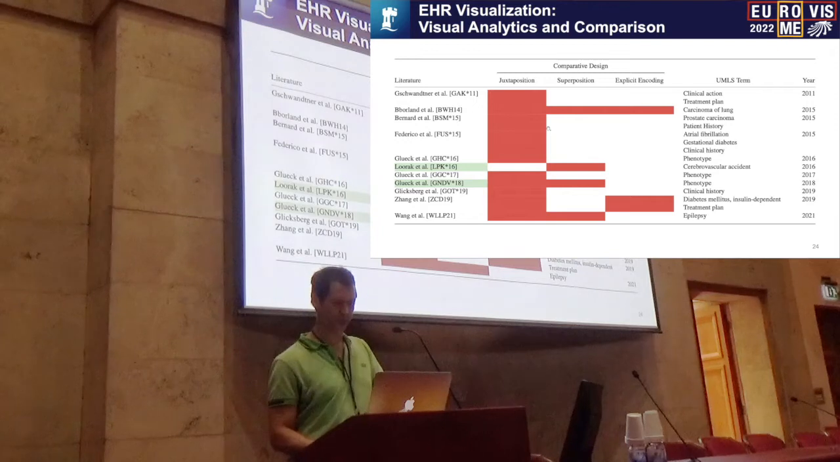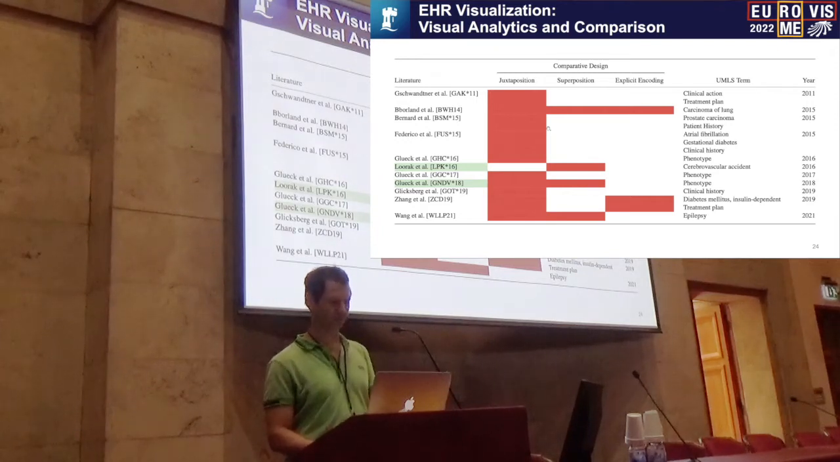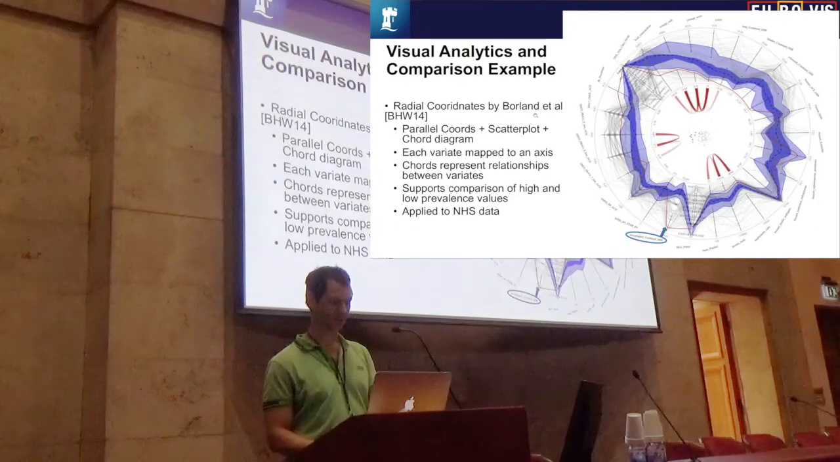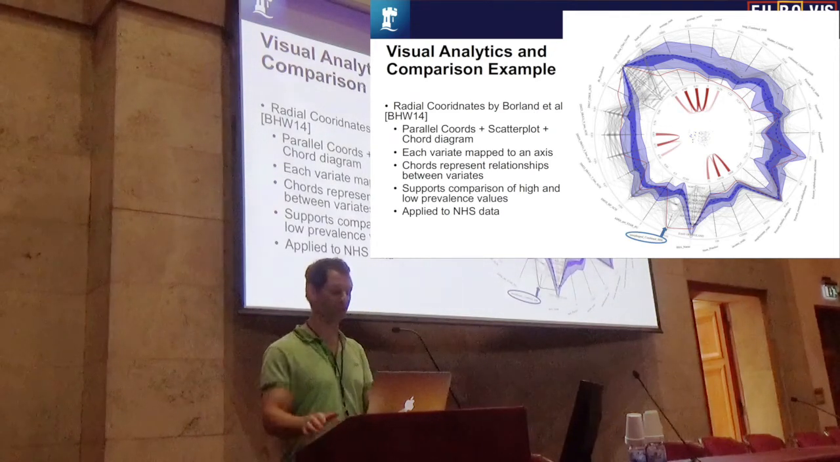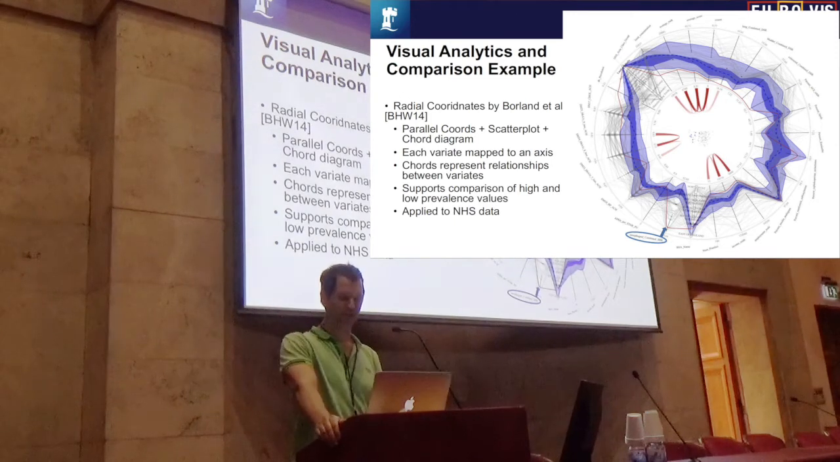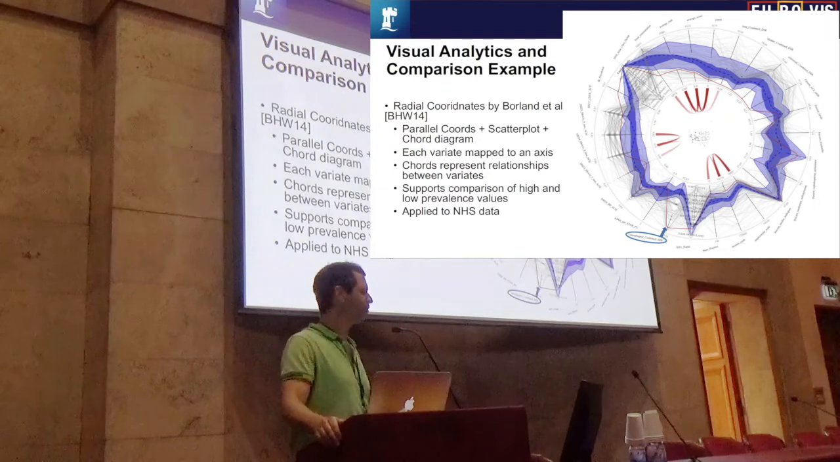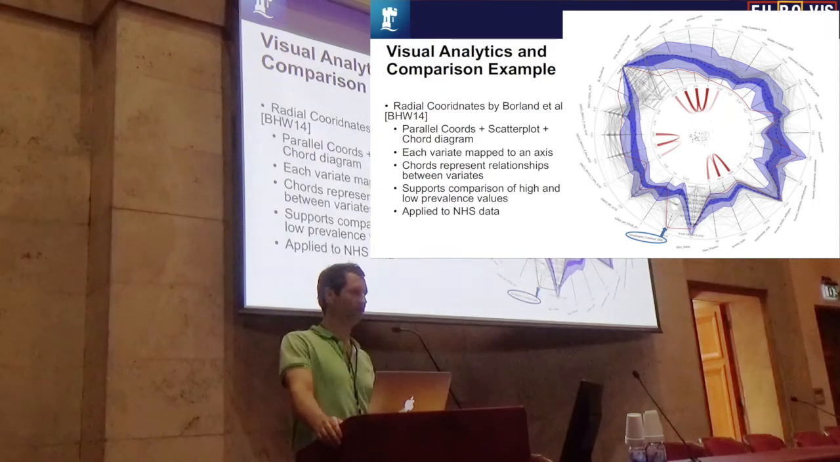And we're going to look at an example of comparison. So this is one example. This is a radial coordinates example. So it's combining a number of visual designs, so parallel coordinates and a radial layout combined. There's actually a scatter plot in the middle there. It's not so easy to see, but it's there. And then there are chord diagrams that connect the different dimensions together to indicate relationships.